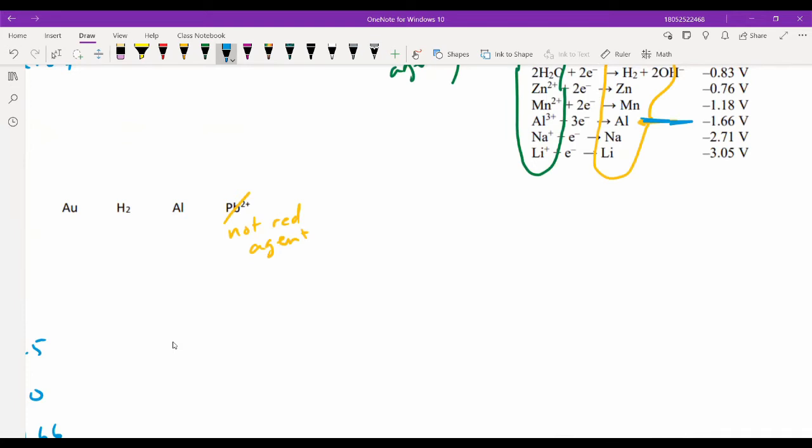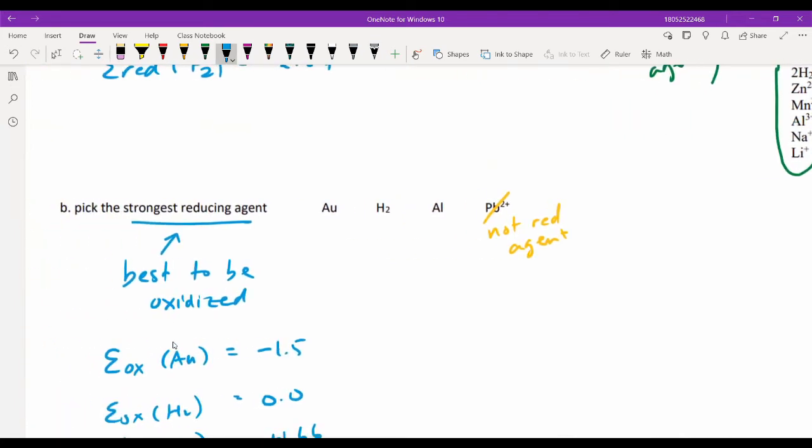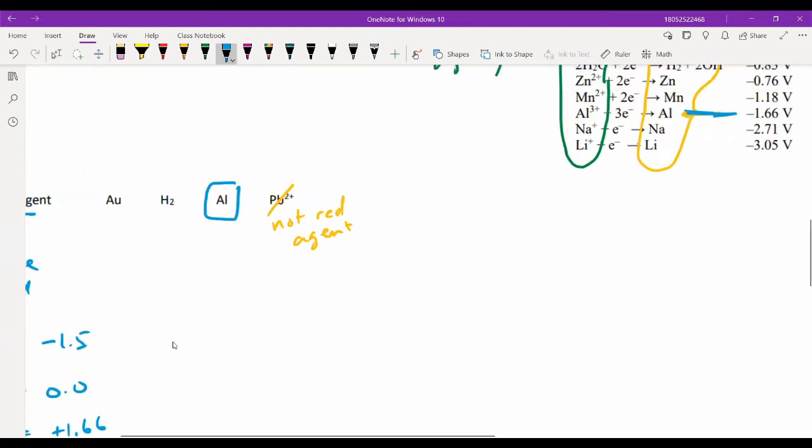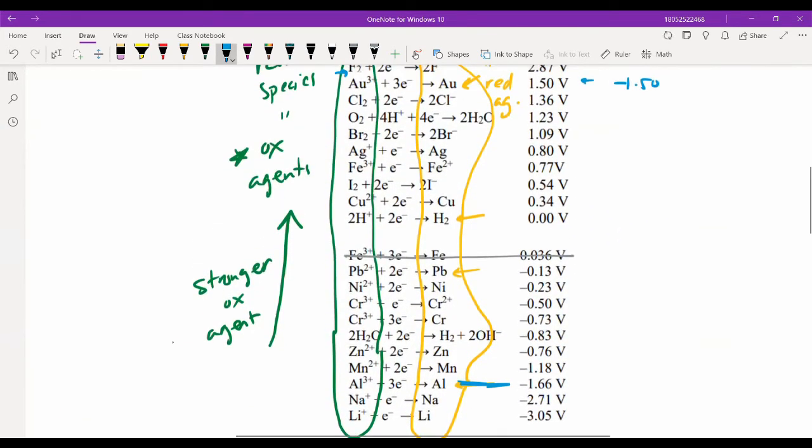And so if I look at these numbers, again, these are just telling me the tendency, the affinity for being oxidized. Gold metal is negative, does not want to be oxidized. Hydrogen is kind of in the middle. And then aluminum really does. So aluminum has the highest oxidation potential. So again, this list being in order gives you a quick way of doing this, where you can just go from the top to the bottom, and that's going to be a stronger reducing agent going down.